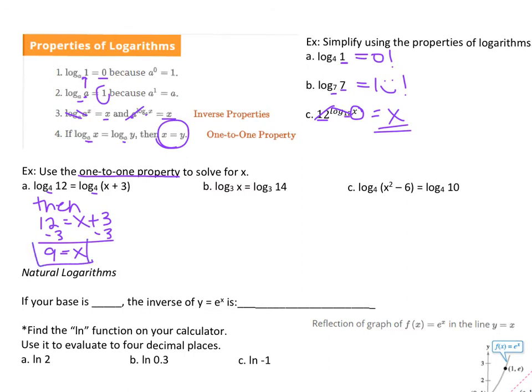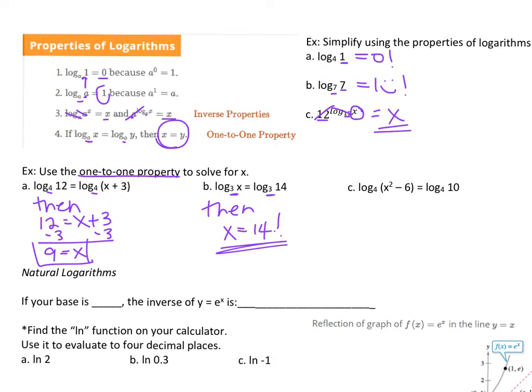All right, you guys try the next one. See how easy this one-to-one property is. Notice it's log base 3 of x is equal to log base 3 of 14. Since the bases are the same, we eliminate the logarithm term, and x automatically equals 14.